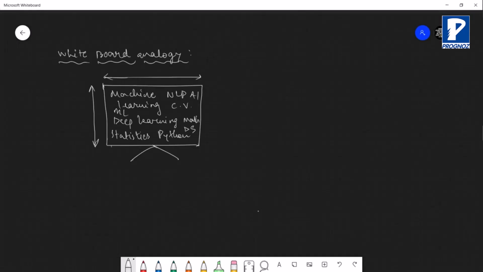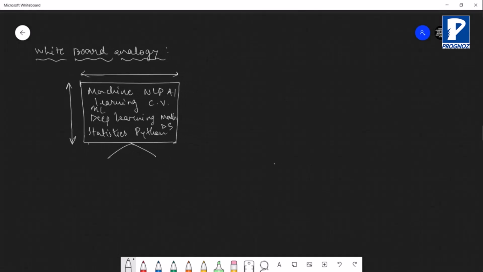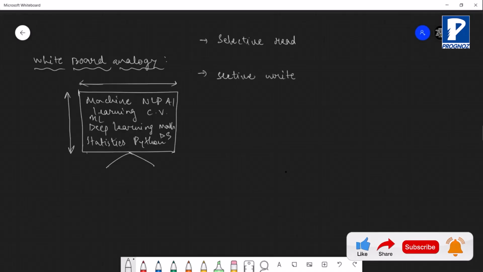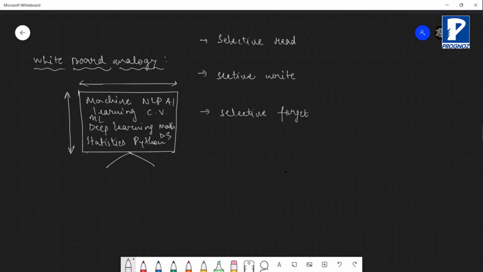What are the 3 different postulates? The three different postulates were: पहला था selective read, दूसरा क्या था selective write, एंड तीसरा क्या था मोस्ट इंपॉर्टेंट selective forget. ठीक है. So three important postulates were given from this whiteboard analogy.